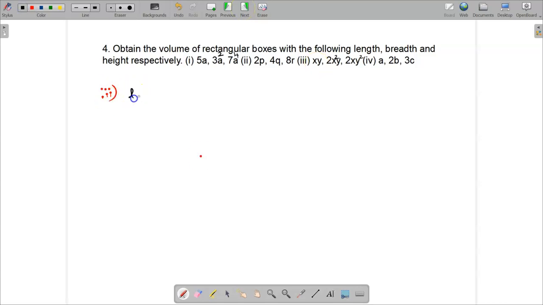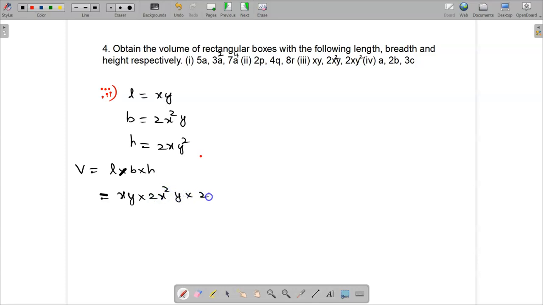Okay. And then coming to the third problem. Here length is given by xy, breadth is given by 2x square y and height is given by 2xy square. So, volume is given by length into breadth into height, which is xy into 2x square y into 2xy square. So, again coming to the constants. What are all the constants available? 2 and 2. Just multiply those terms first. 2 into 2.